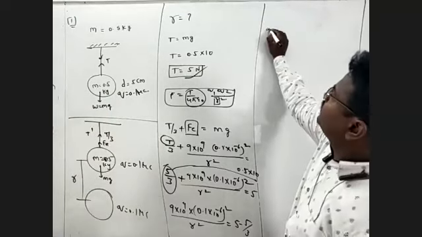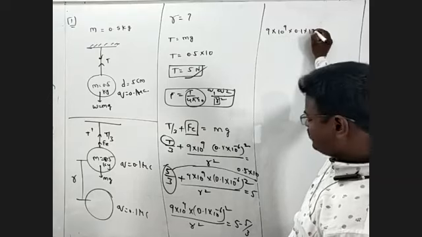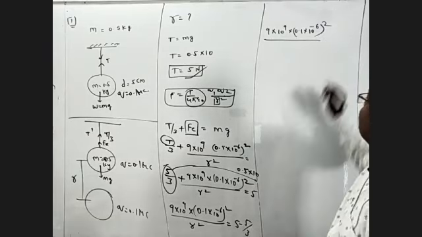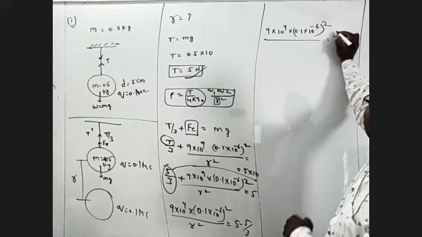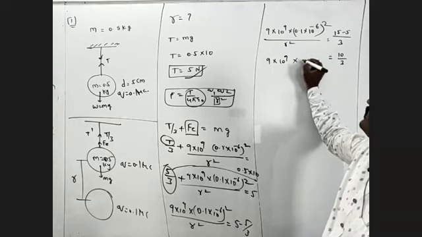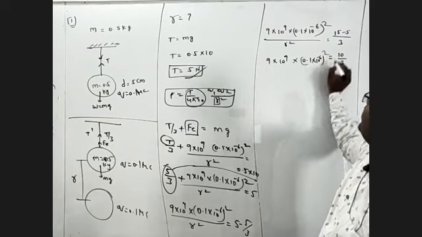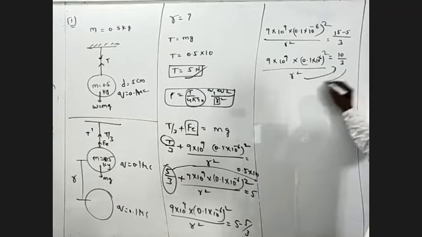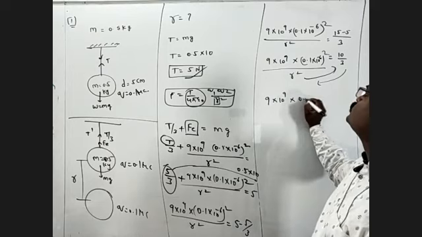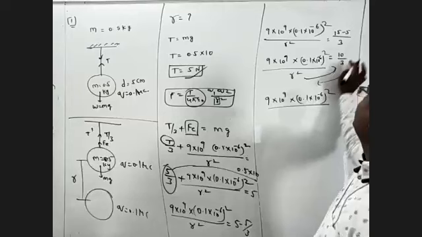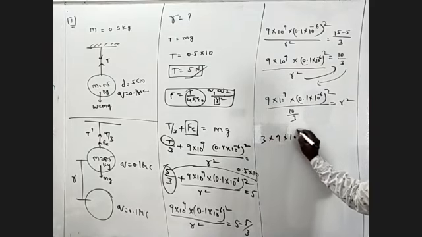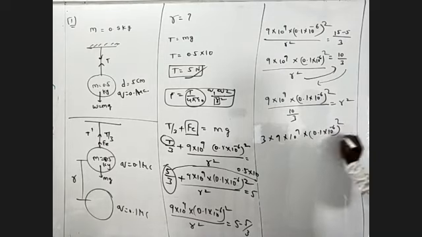So now, 9 into 10 to the power of 9, 0.1 into 10 to the power of minus 6 whole square by R square is equal to 5 minus 5 by 3. Take the LCM: 3 and 5 into 3 is 15, minus 5, so the value is 10 by 3. Take R square to this side and 10 to the power of 3 to the other side. So R square is equal to 3 into 9 into 10 to the power of 9 into 0.1 into 10 to the power of minus 6 whole square, by 10.